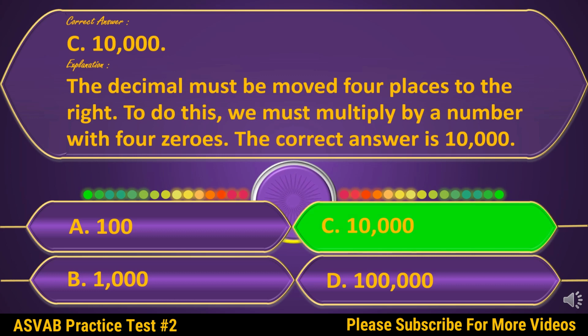10,000. The decimal must be moved 4 places to the right. To do this, we must multiply by a number with 4 zeros. The correct answer is 10,000.